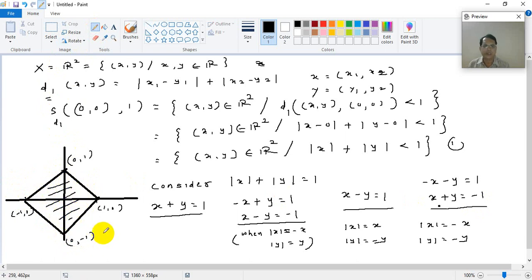Right, so I hope you understood. Instead of the origin, you can take any point. Try this as an exercise. Suppose I take point P1 comma P2, and if you take radius R, what will be the nature of this open sphere? So that I leave it as an exercise. So draw S of P1 comma P2 and radius R.